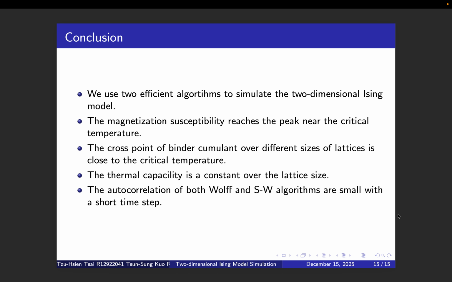The autocorrelation of both Wolff and Swendsen-Wang algorithms is small with a short time step. The autocorrelation will be smaller when the time step is small in the Swendsen-Wang algorithm. And when the time step is long, the Wolff algorithm will have a smaller autocorrelation time.